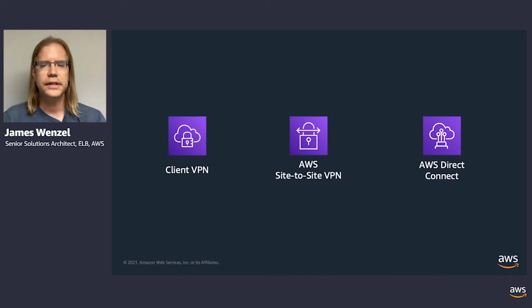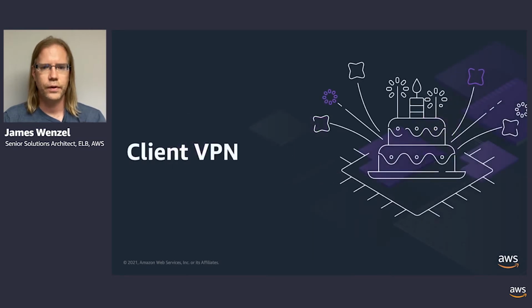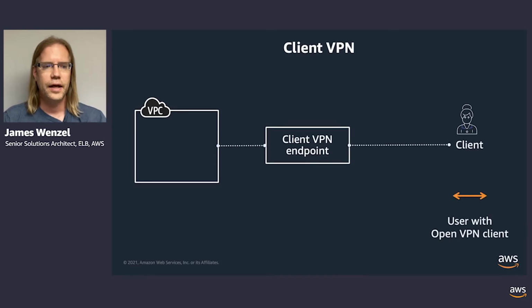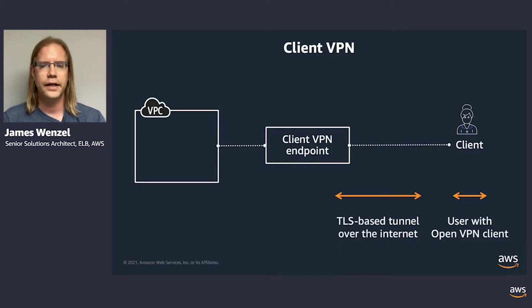This is probably going to be the easiest and most simple one we can cover right out of the gate. So for Client VPN, we will start out with our VPC, which is what you want to connect to or communicate with. And then you have your endpoint, which is like an ENI or a network interface with an IP address that you will attach. So the client will use an OpenVPN client or user, will connect to that endpoint, and that endpoint connects to your VPC. We use a TLS-based tunnel, and this goes over the open internet. So there's nothing else special that you need other than some form of an internet connection.